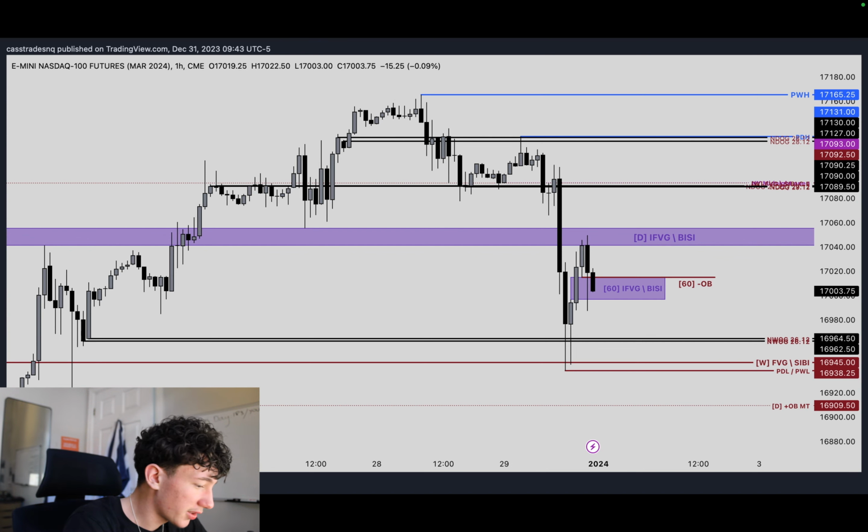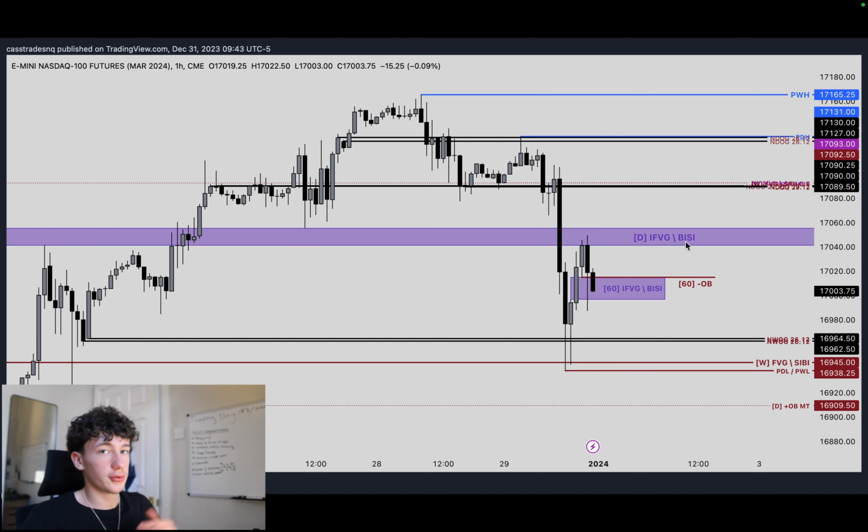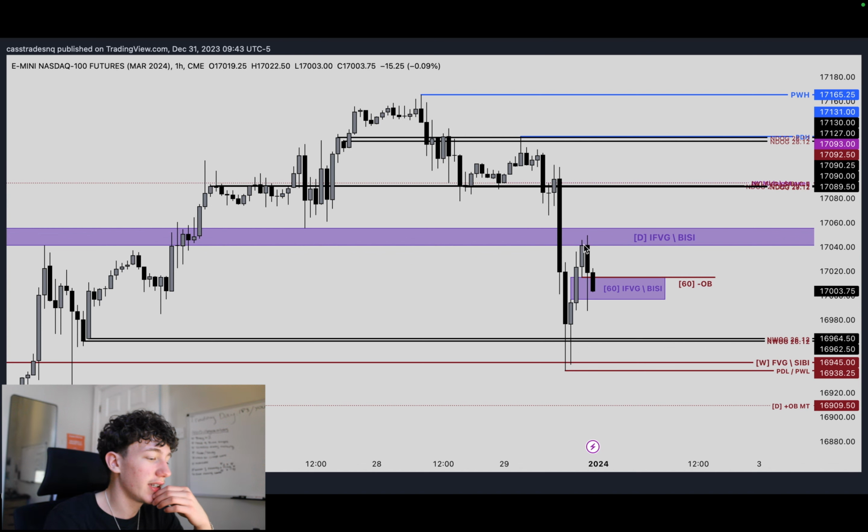So down here, this is the daily order block mean threshold that I had on the previous slide. And looking closer here, this is the daily inversion fair value gap slash BSC that I traded through on Friday. And now what I've seen here on the hourly is that we've come up and treated it as resistance already. And this is before even going to the next week.